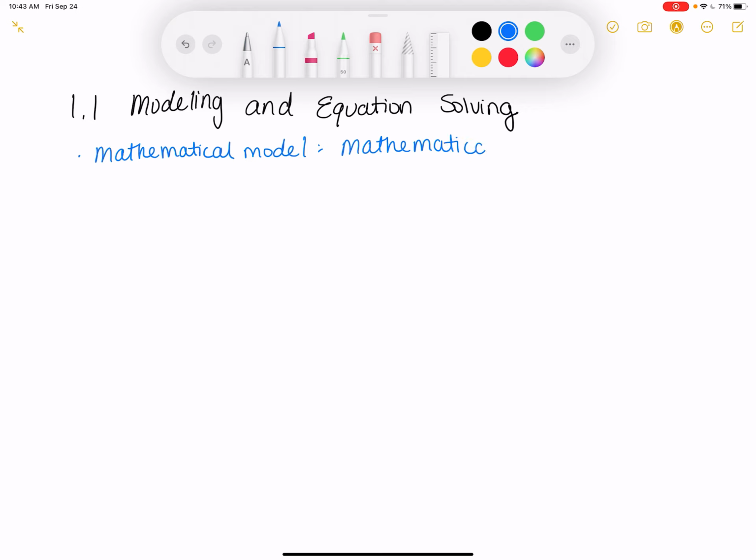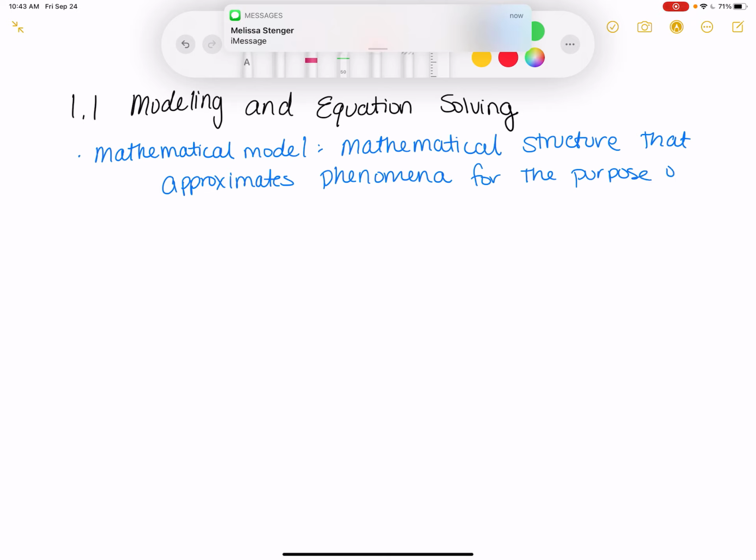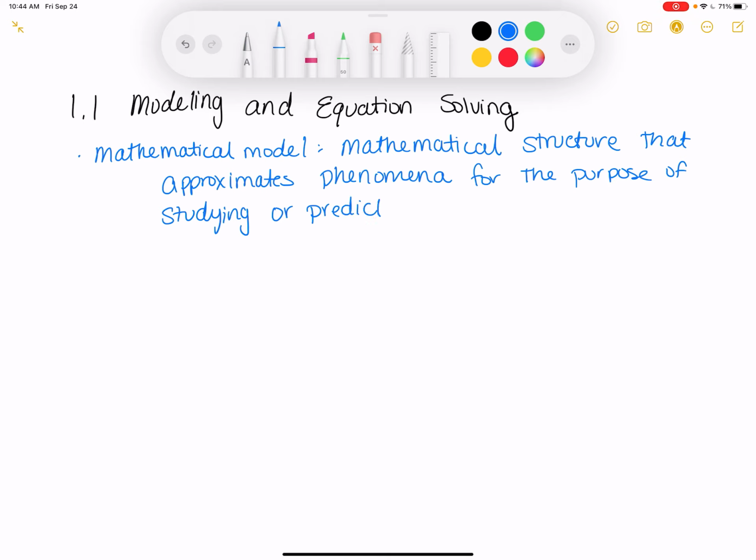So that's a mathematical structure that approximates phenomena for the purpose of studying or predicting their behavior.